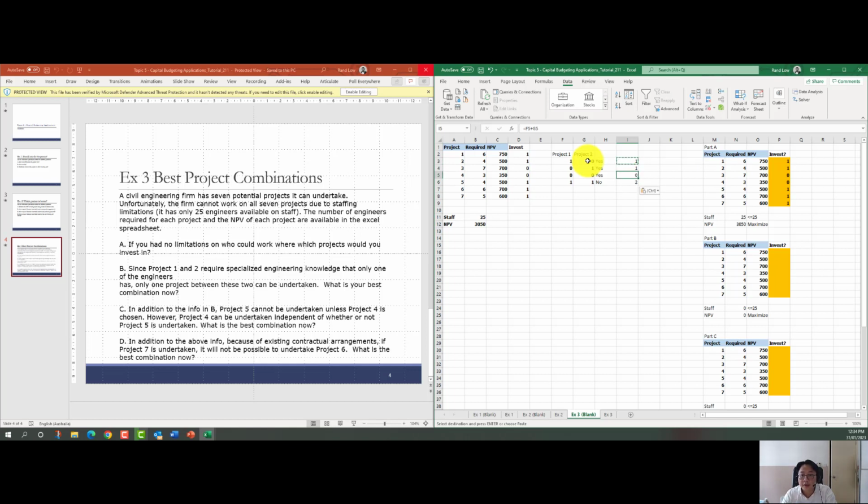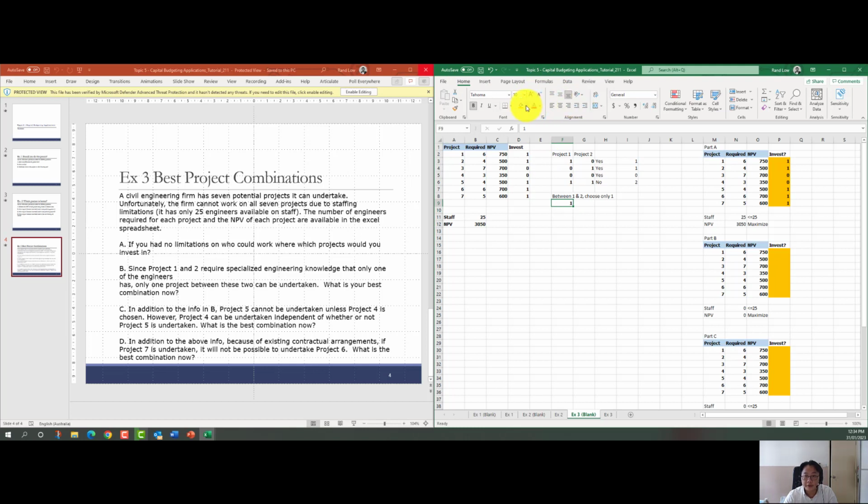Okay, so it has to be 1 or less than or equal to 1. So what we actually do over here is say that we have the requirement, and 2, choose only 1. Okay, so the value that's important over here is going to be 1. So what we're going to do is use the solver function.